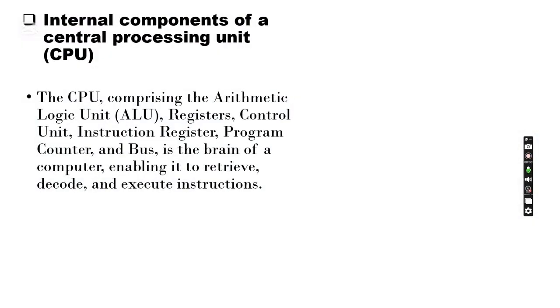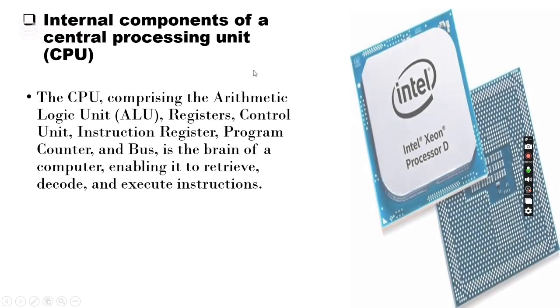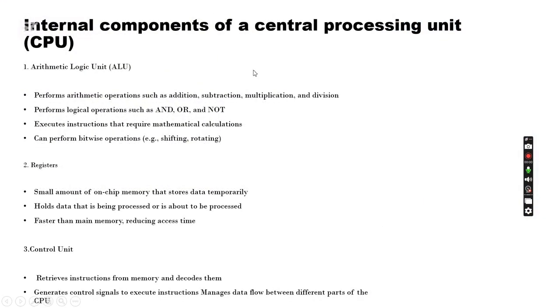Internal components of a central processing unit: the CPU comprising the arithmetic logic unit, registers, control unit, instruction registers, program counters, and the bus is the brain of the computer, enabling it to retrieve, decode, and execute instructions. Arithmetic logic unit performs arithmetic operations such as addition, subtraction, multiplication, and division.